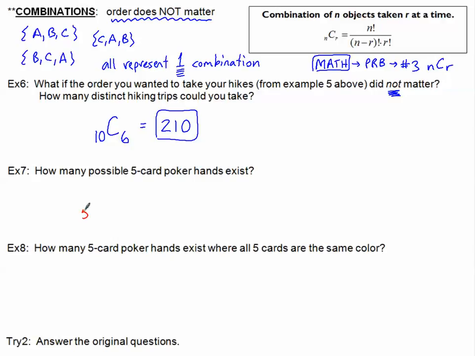So there are 52 total cards like we've talked about before, and we're going to choose 5 of them. This will be how many possible poker hands exist. 52 choose 5. Plug that into your calculator and you get quite a few. You'll have 2,598,960. So almost 2.6 million poker hands. That is a lot of possibilities.